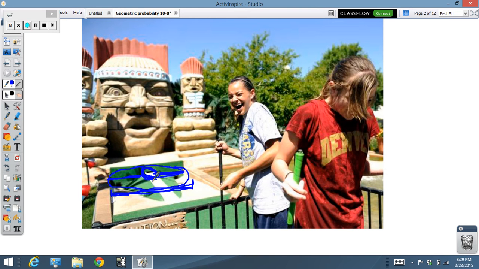Then we're going to assume that that hole leads us through a pipe and deposits us on a green. And then we'll use another way of looking at geometric probability to figure out the chances of getting a hole in one. So let's go on into it, see what we got.